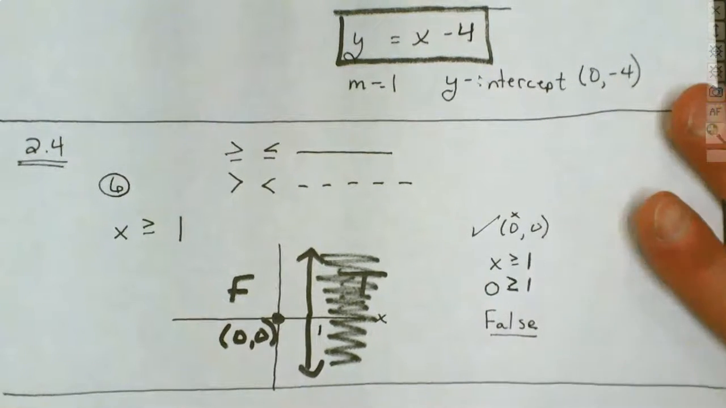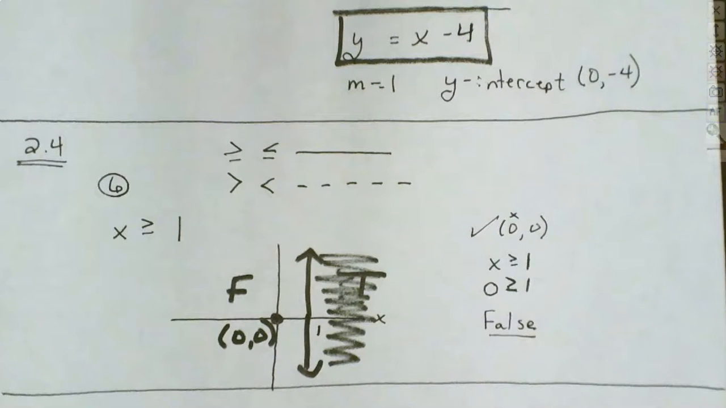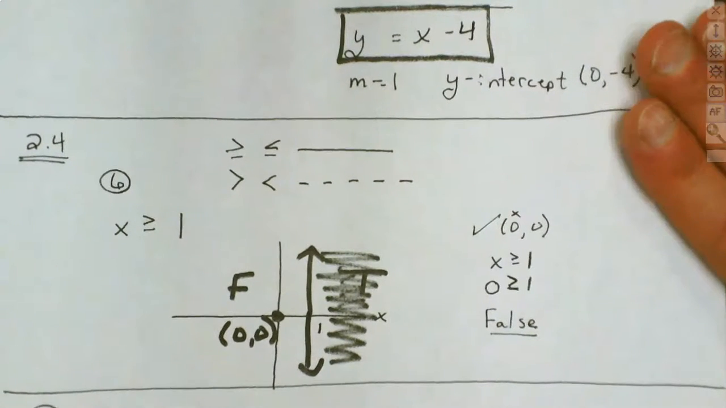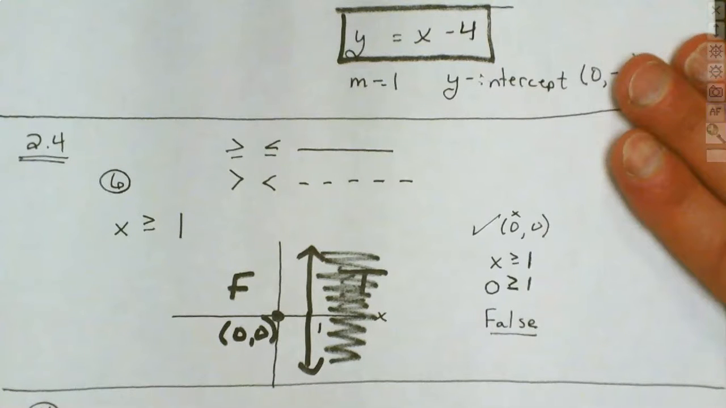Question 4. I forgot to get that one, so we'll go back and get that one. Okay, question 4 is x plus 3y is greater than or equal to 5.